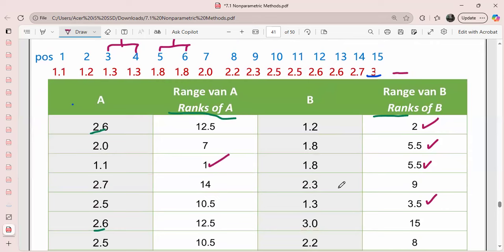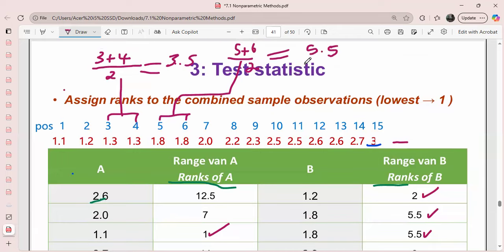Again, don't forget, I grouped my data set into one data set. I just put everything into one. Don't forget that we have population A values and population B values. So obviously 1.8 and 1.8 fall under population B. And then now it's 5.5 here. Where you see 1.8, 1.8, you put 5.5.